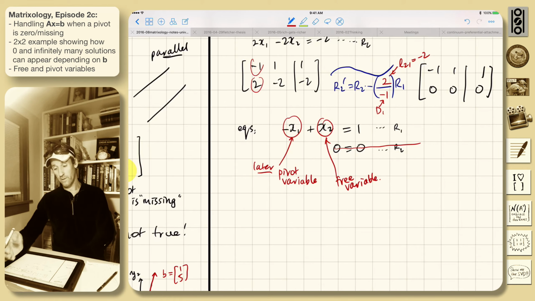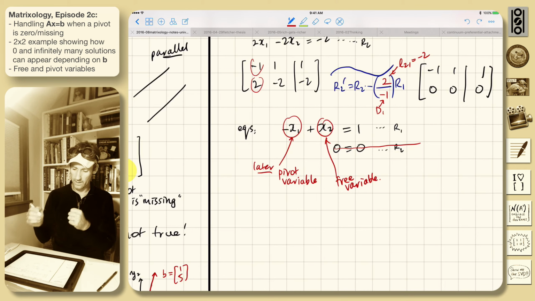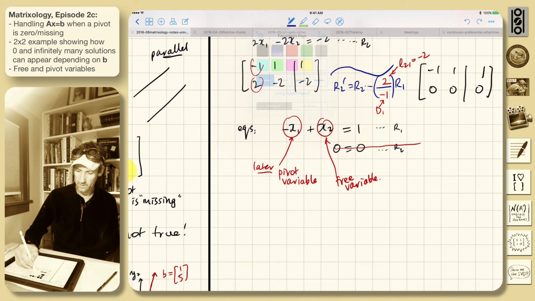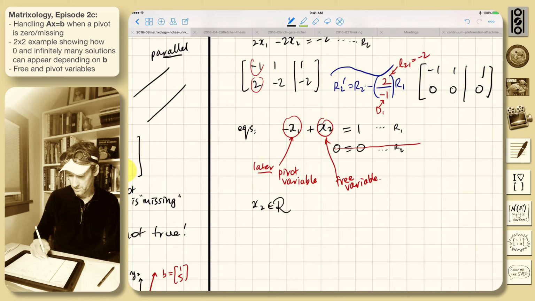Right, because there's no pivot, there's a 0 pivot in the second column. So there's nothing that constrains x2. I mean, obviously we could choose one or the other, but we're going to let x2 be anything we want. And the way to write that down is x2 is an element of the real numbers. I'm going to write it as a sort of calligraph. So these are real numbers.